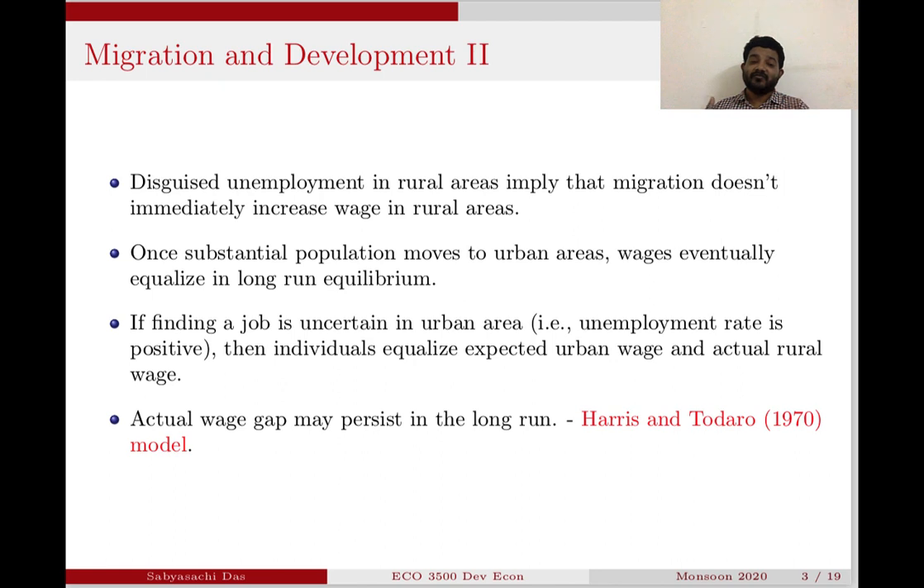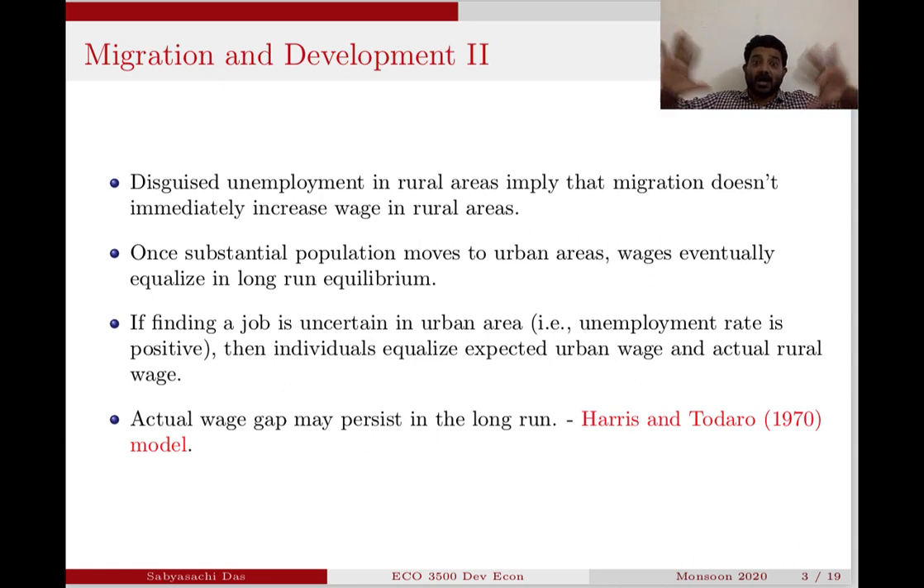But because of the presence of the disguised unemployment, when migration starts, we do not see an immediate rise in the rural area. But the urban area's production technology is more standard, so there is no disguised unemployment there. So as migration starts, you will see that the urban wages fall a little bit, right? So we will see declining urban wages as migration continues, but the rural wages stay relatively the same unless a substantial part of the population moves to the urban area.